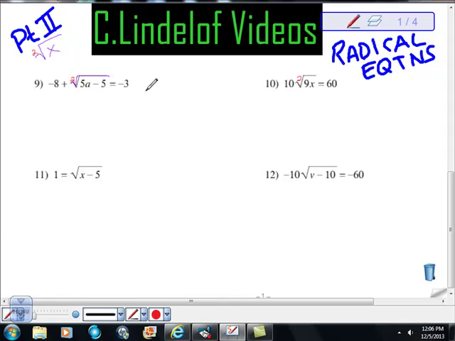We're going to do our algebra the same way that we normally would, and that is to say if there's something added or subtracted in the equation, we're going to add or subtract its opposite to both sides. So in this case, I'm interested in this piece right here, but the first thing I have to do is get rid of this negative 8. So to get rid of a negative 8, I add positive 8 to both sides. And then we get the square root of 5a minus 5 is equal to 5, isn't it? 8 minus 3 is 5.